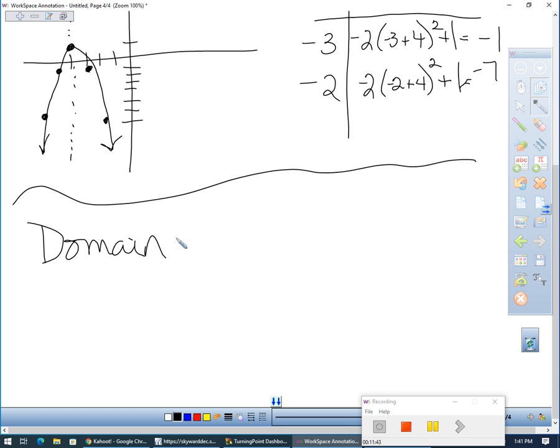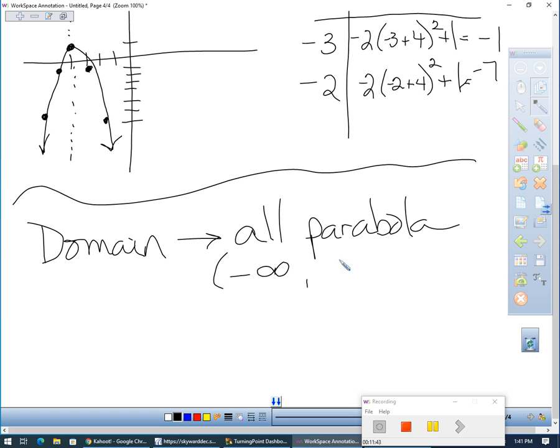Domain for all parabolas is all the same. It is a give me point question. If I ask for the domain for a parabola, it is always -infinity to +infinity because it is the x values. The x values exist everywhere for a parabola, right? If you think about our lines, they're forever going in both directions, okay?